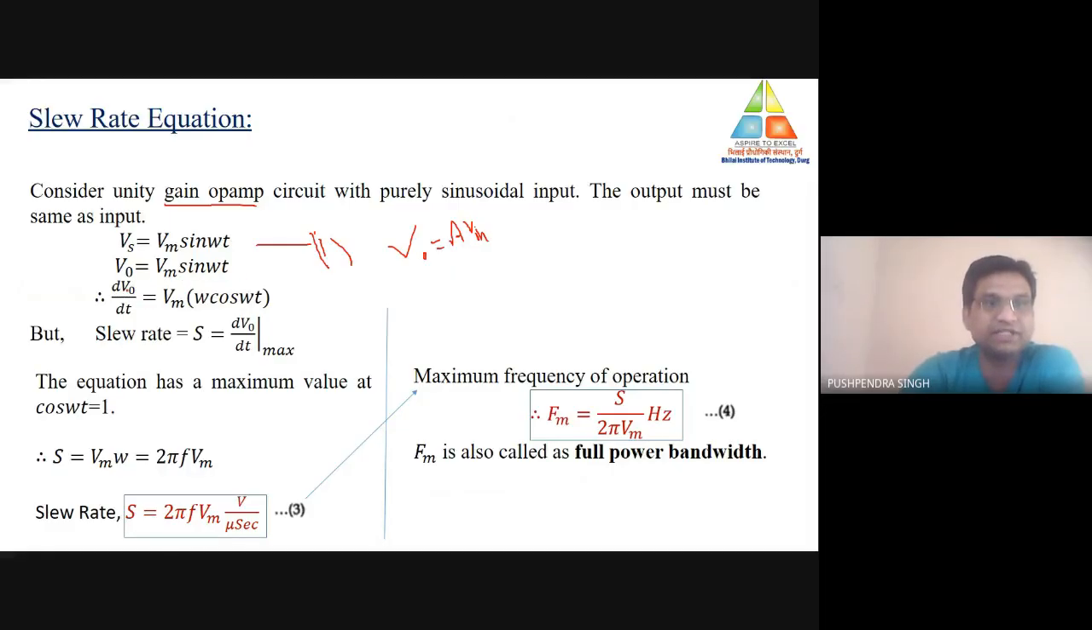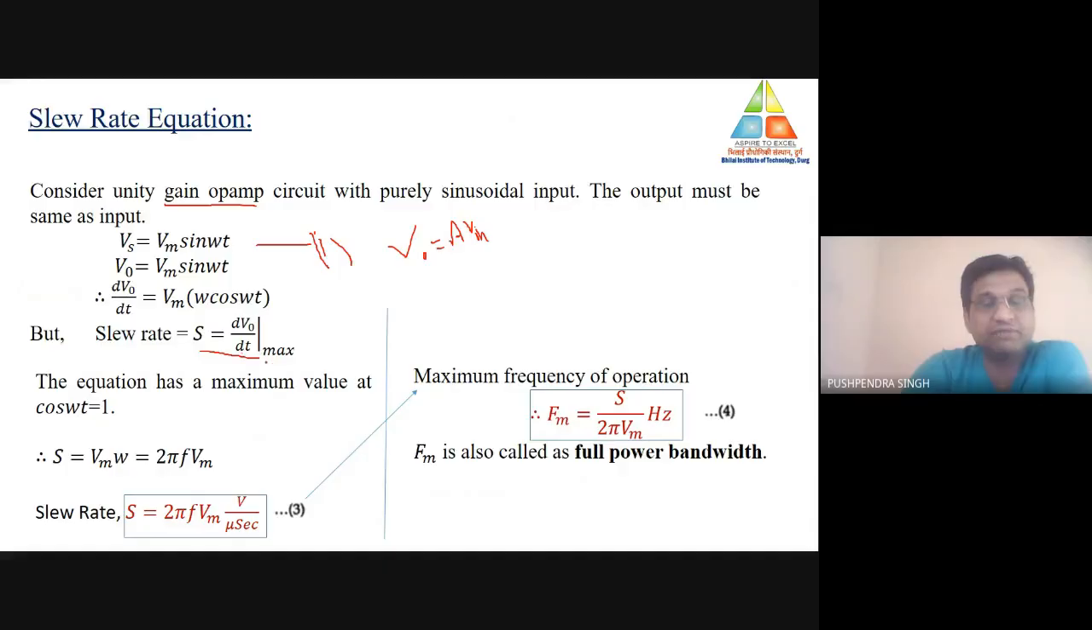Now let's differentiate this equation. So dV naught by dt will be Vm, and the differentiation of sine omega t is omega into cos omega t. And what is this dV naught by dt? dV naught by dt is nothing but the slew rate. dV naught by dt is the slew rate, but when the value of t is maximum.